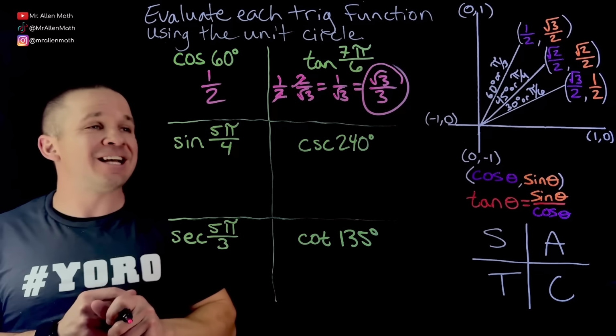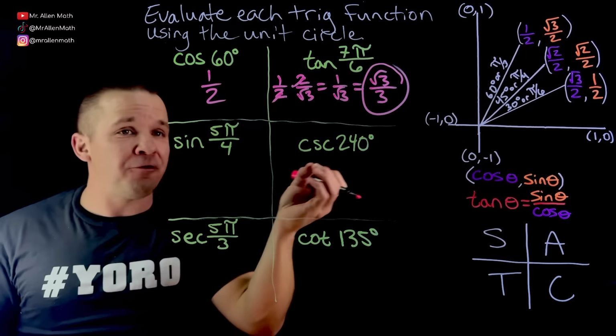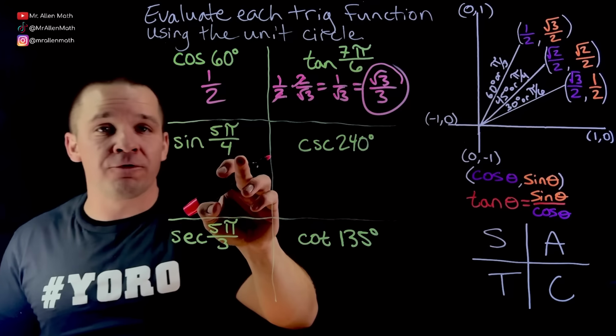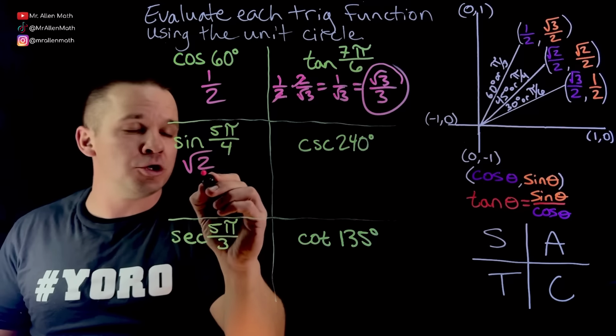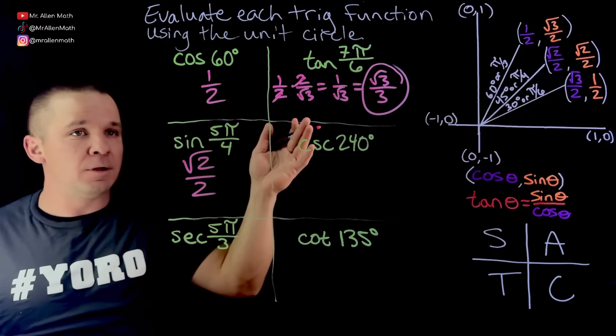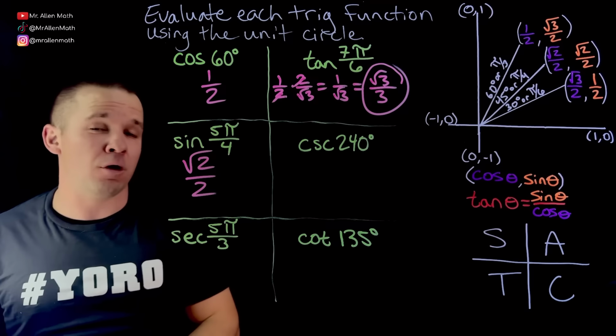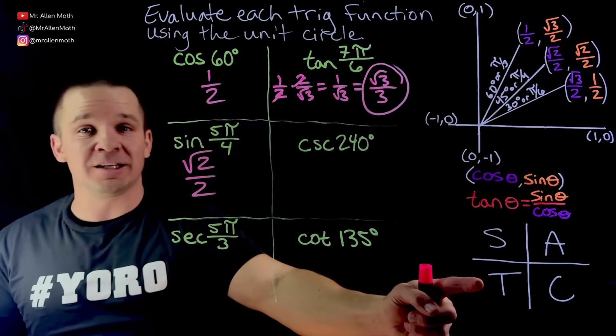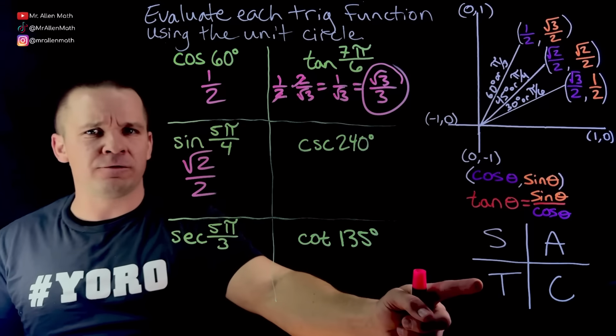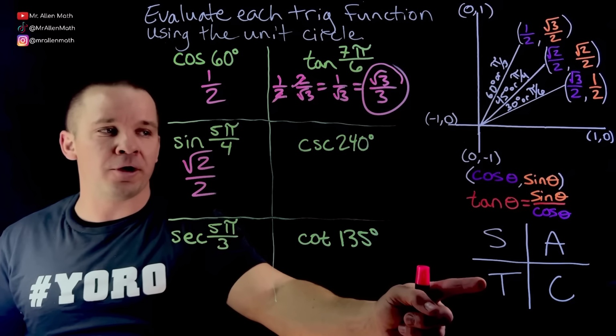Next one here, sine of 5 pi over 4. My reference is the 45, right? It's the over 4 in the 5 pi over 4. So I know I'm dealing with this one, which means it is root 2 over 2. Boom. Now, where is 5 pi over 4 located? Well, 5 pi over 4 is in the third quadrant. It's a little past pi. 4 pi over 4 would be pi, so a little bit more. Boom, we're in the third.